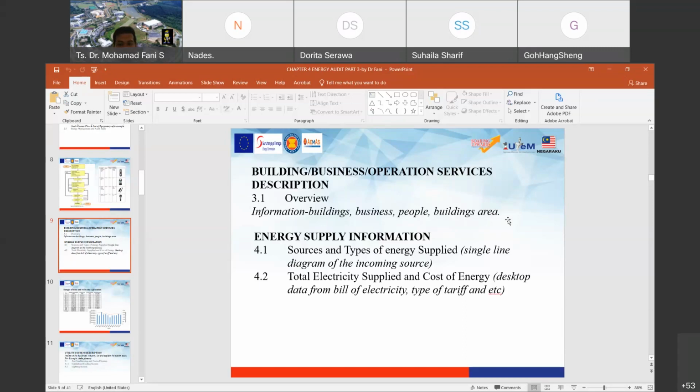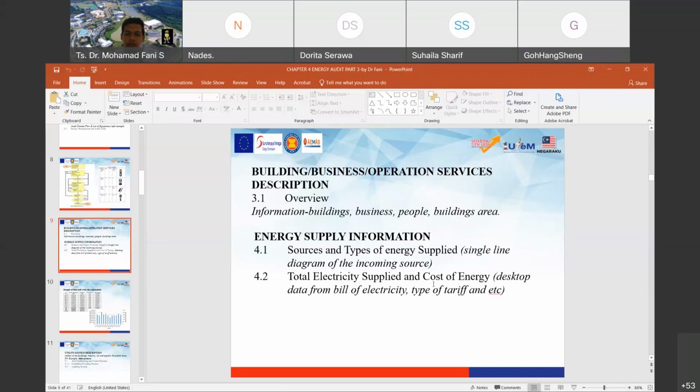Energy supply information: sources and type of energy supply, single line diagram of the incoming sources. If there is an available single line diagram, you can snap a photo and update it in your energy audit. If there is none available, you can draw it yourself, at least a single line diagram from the TNB meter to the other sections or the other DB distribution boxes, to represent what kind of connection they have.